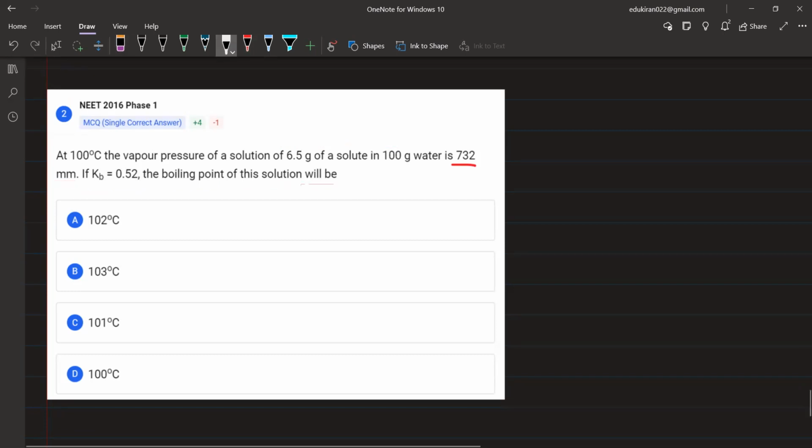So in this question, they have not given anything. They are only telling what is the mass of the solute that is added. They are not telling the number of moles of the solute. Theek hai, to is sawal ko kaise karenge?